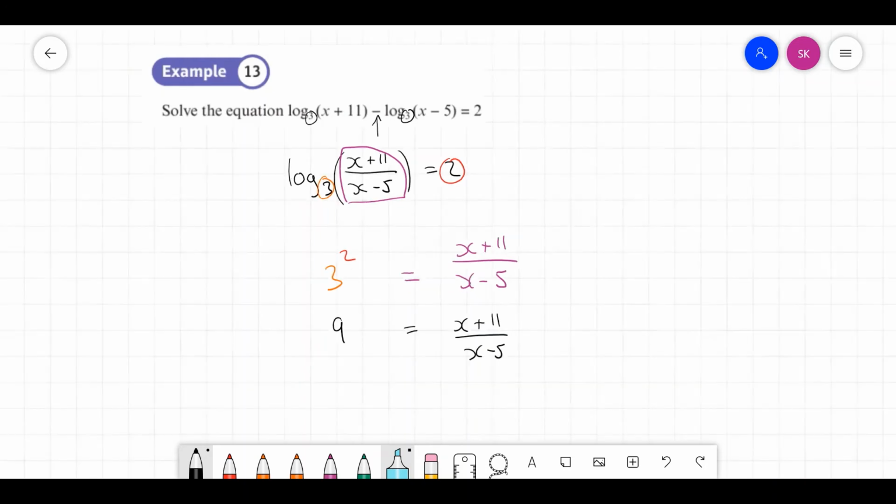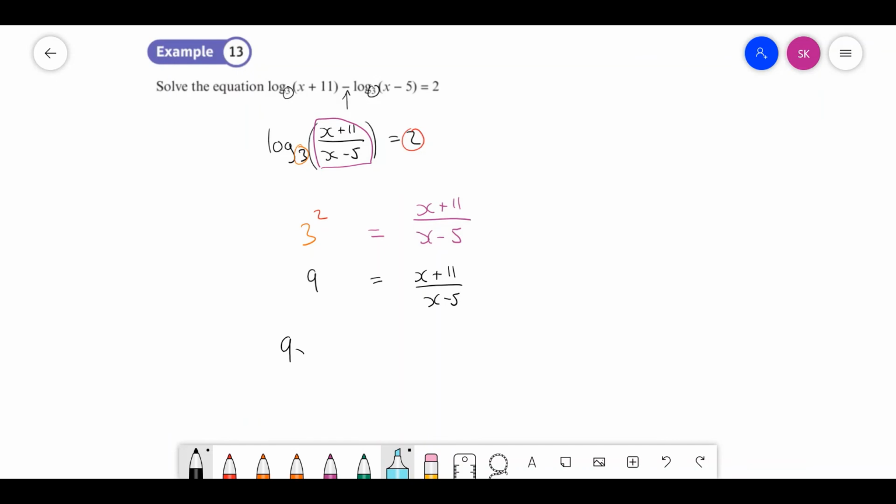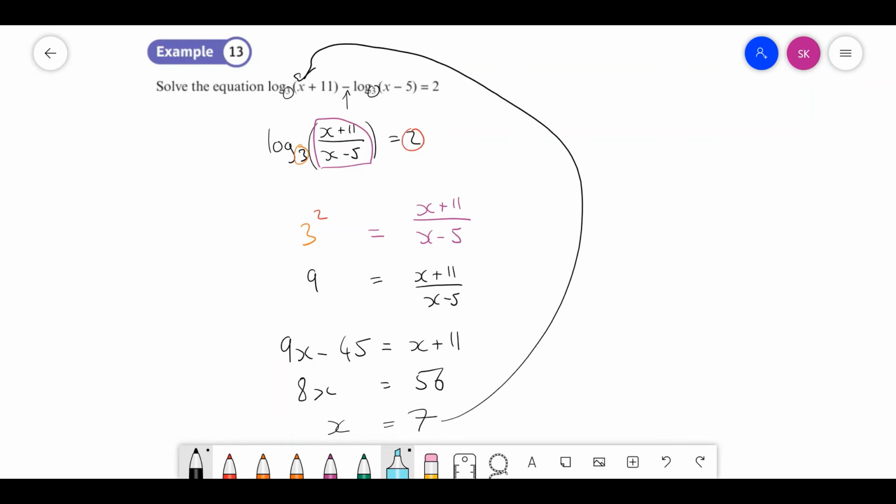Multiply both sides by x minus 5, and then solve the equation in the usual way. And so you can see x equals 7. You could check that obviously by substituting it back in. So if you typed into your calculator log base 3 of 7 plus 11, in other words 18, minus log base 3 of 7 minus 5, which is obviously 2, then the answer should be 2. So as always, you can check by substitution.